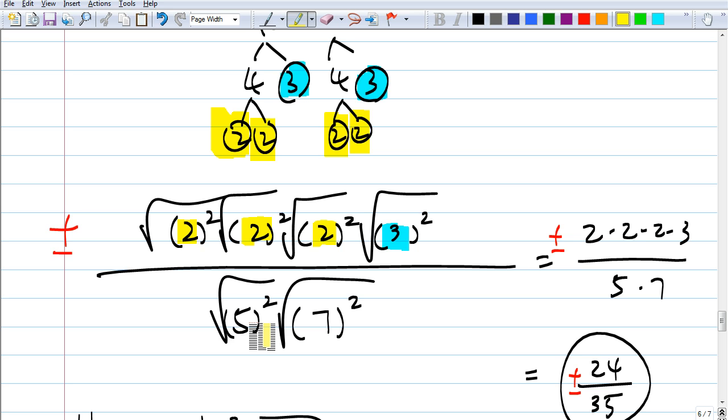Very good question. Now, how many numbers does this fraction, 24 over 35, represent? This represents 2: negative 24 over 35, and what? Positive 24 over 35. Don't think that it's one number. Does that make sense, guys?